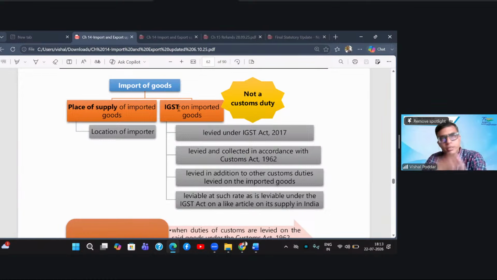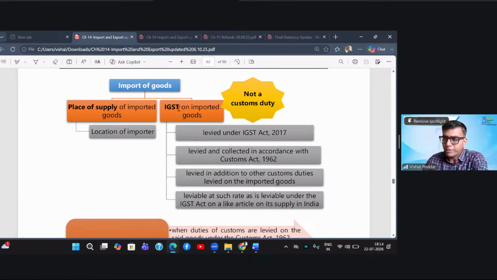Now, when we read this chain of provisions, a question comes that since we are paying the IGST as per the customs law, both the Customs Act and the Customs Tariff Act, can we say that IGST is a customs duty? So the answer is no. IGST remains IGST. The only difference is we have shifted the recovery provisions, that is the provision of collecting the duty, to the Customs Act.